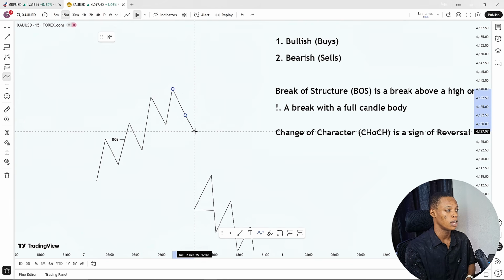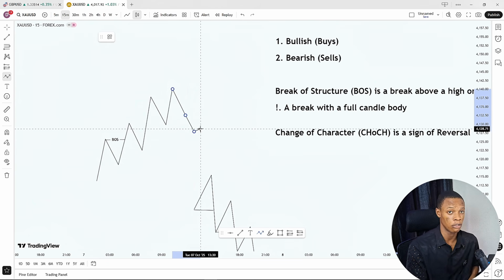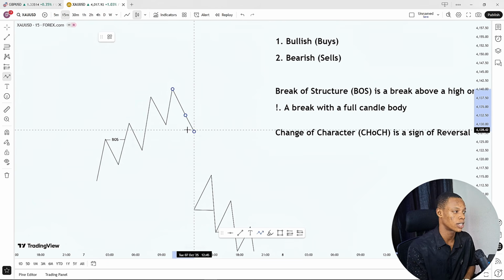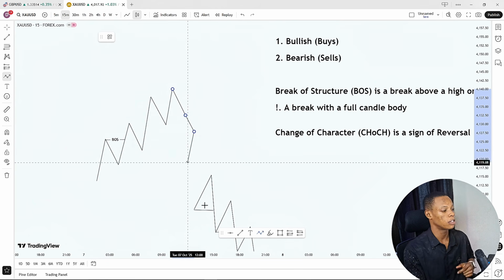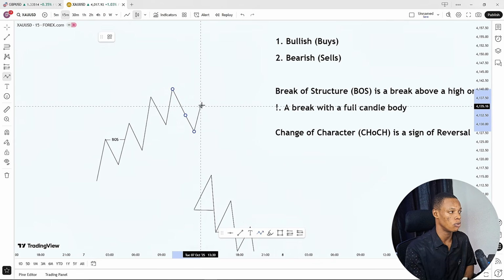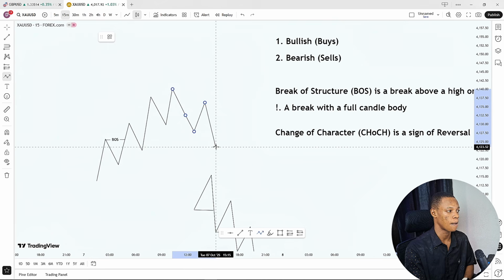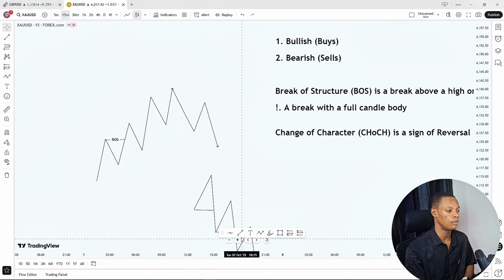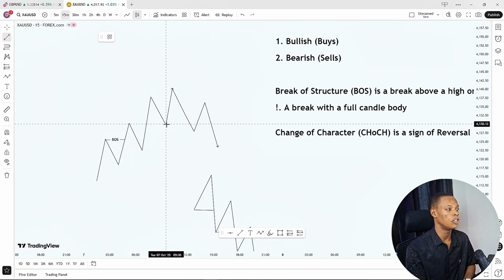But now, if it goes down and breaks this very low, this is what we call a change of character. Now, why do we refer to this as that? This is also a break of structure. But since it's the first time the price is doing it, the price has broken to the upside, but this is the first time it's breaking to the downside. That's what we consider a change of character, right? A shift. Some traders are going to call it a shift in market structure, but me, I call it change of character.